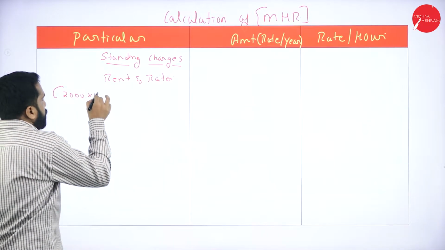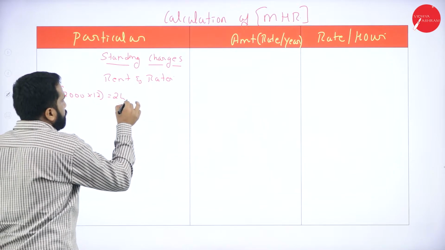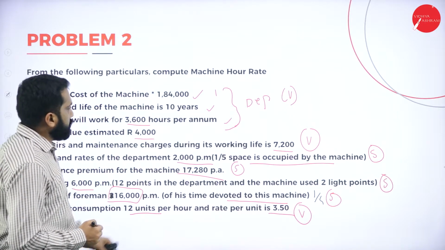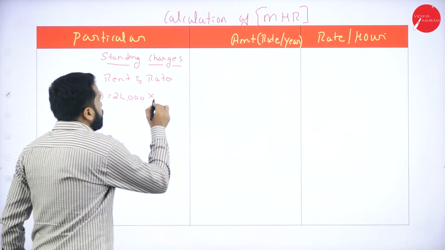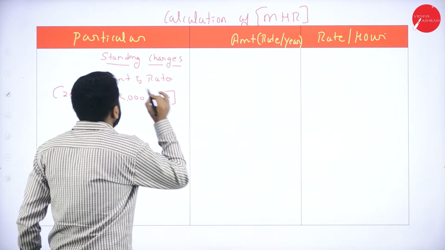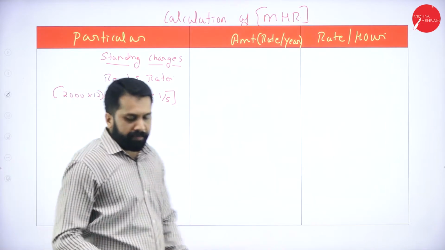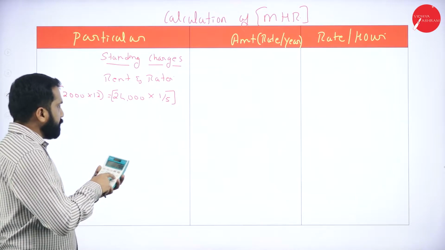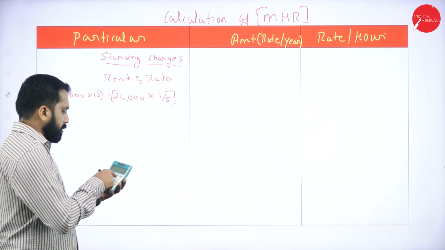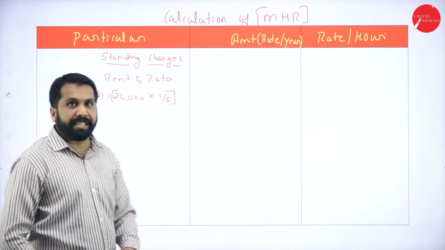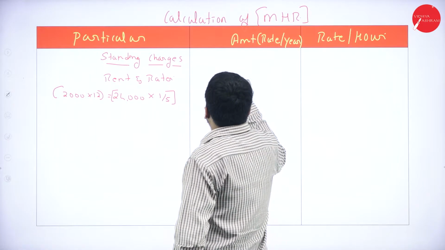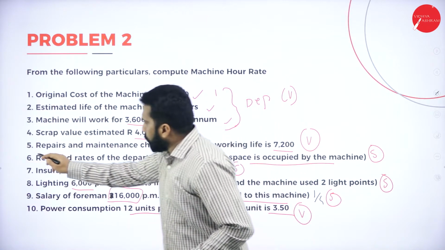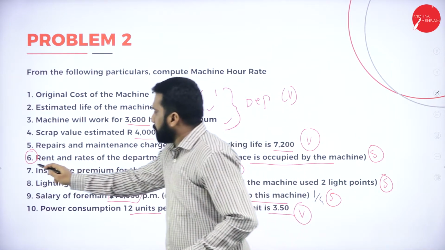2000 multiplied with 12. So you will get how much? 24,000. How much is used for machine purpose? We used 1/5. Then it will be 1 divided by 5. Hope you are clear. Yes. So in this, 24,000 multiplied into 1 divided by 5, it will be 4,800.